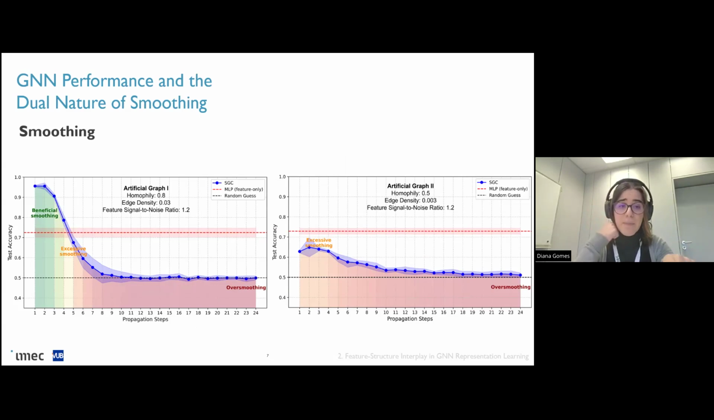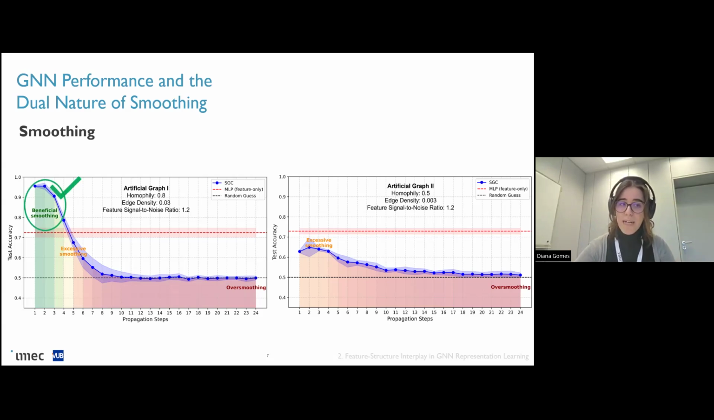I missed something in my explanation. So for me to consider this beneficial smoothing, I am looking at that baseline of an MLP, which is feature only. So it's that red baseline. And what I am considering beneficial smoothing here is when our GNN actually leads to better predictions than an MLP baseline. If I go below that MLP baseline, I'm already considering that I entered an excessive smoothing phase, all the way until over smoothing, defined by this random chance of classification.